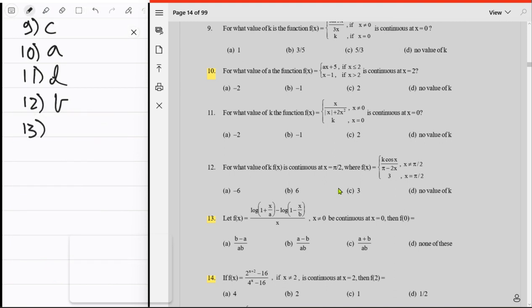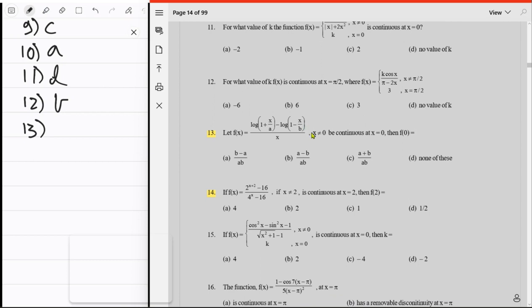Question 13: f(x) is this thing, and it's continuous at x equal to 0, then f of 0 must be, okay, just figure out the limit. These questions, seriously. So it's next: log of 1 plus x upon a, minus... Yeah, just Taylor expand, right? That's the easiest thing to do. I want something better, and something not like this.